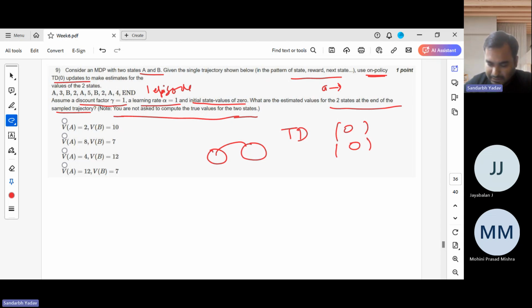So, we have all the things given. Action we can take simply as one, right? So what is the TD update we can write? For state, I'll simply write it can be two states, A or B, right? So here we have two states.